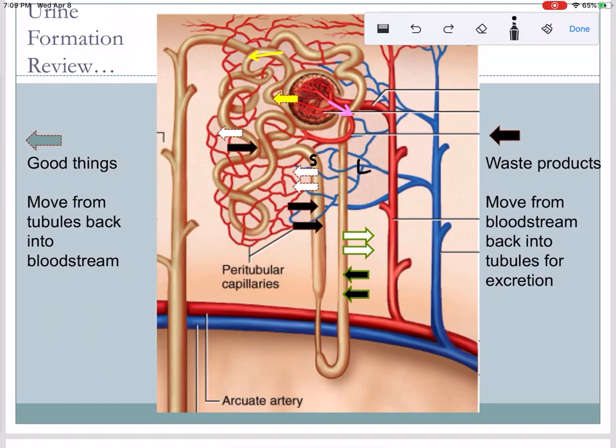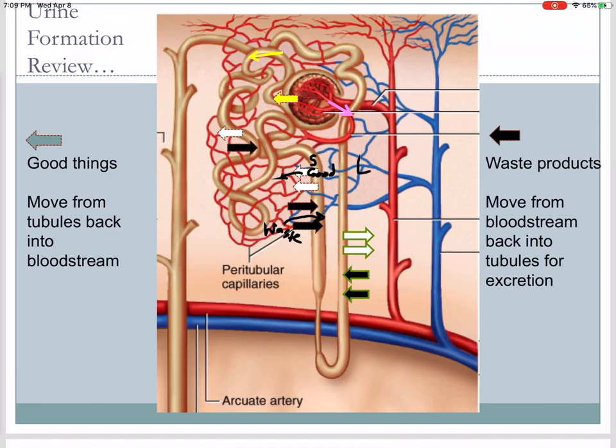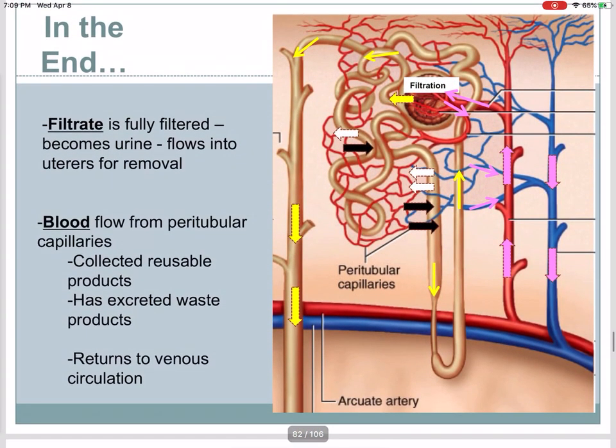But sometimes we see a need to do reabsorption or secretion. Reabsorption, tubular reabsorption, is the movement of good things from the tubules back into the bloodstream. Tubular secretion is movement of waste products from the bloodstream back into the tubules. And this is happening all along the proximal convoluted tubule, the loop of Henle, and the distal convoluted tubule.